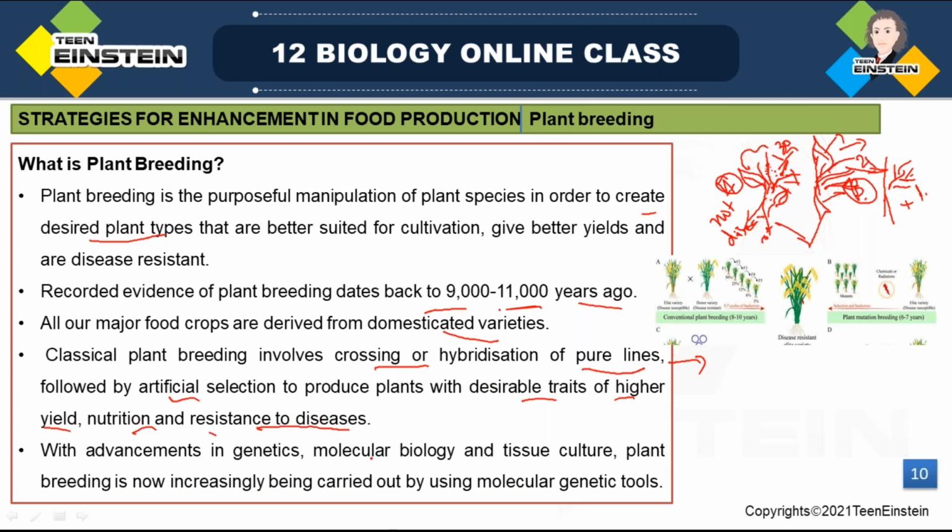Then with the advancement in genetics, molecular biology and tissue culture, plant breeding is now increasingly being carried out using molecular genetic tools. By molecular genetic tools, we can manipulate the genetic condition. We can do advancement in the character at the genetic level itself, and we can produce new plant varieties with desired traits like good yield, nutrition, and disease resistance. Okay.